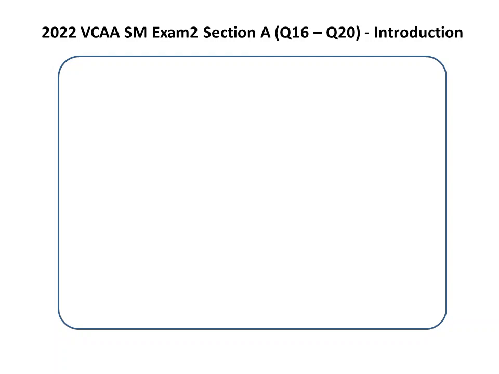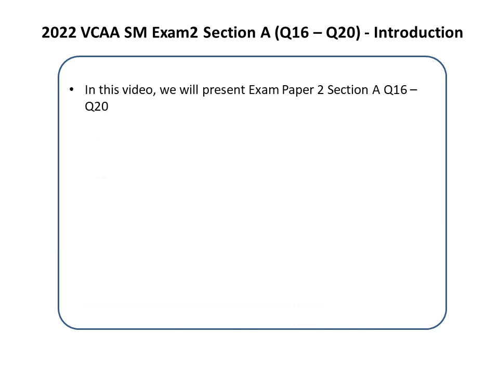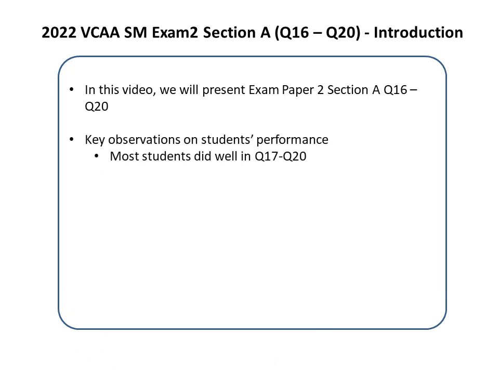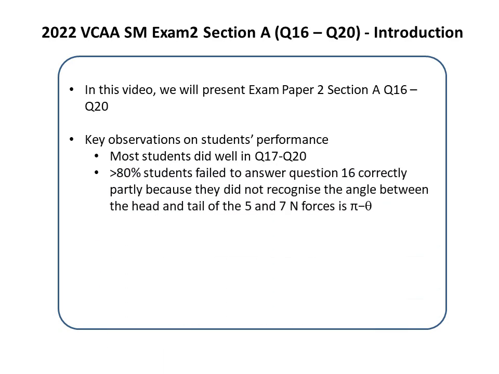Welcome to the seventh part of VCAA Specialist Math 2022 exam papers. In this video, we will present exam paper 2, section A, questions 16 to 20. Most students did questions 17 to 20 relatively well. However, more than 80% of students failed to answer question 16 correctly, partly because they did not recognize the angle between the head and tail of the 5 and 7 Newton forces is pi minus theta.